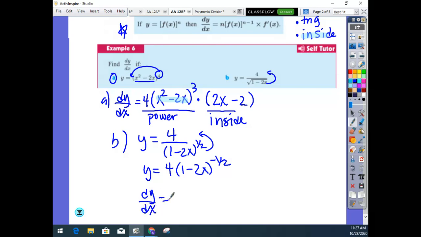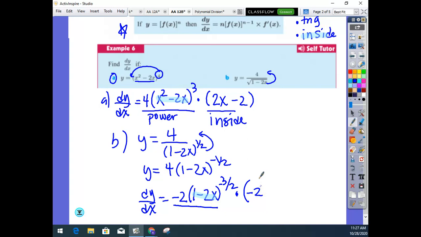Now I'm ready to take the derivative. So I do my power first. Take my power times the coefficient. -1/2 times 4 is -2. Subtract 1 from the exponent, -3/2. This was the power portion. Chain on, the derivative of the inside is just -2. So this is the power, this is the inside.